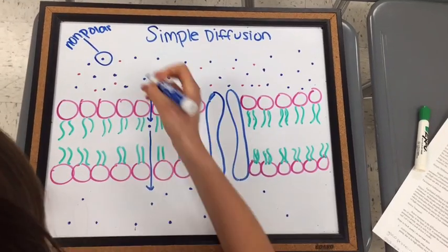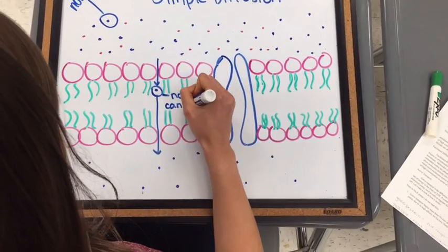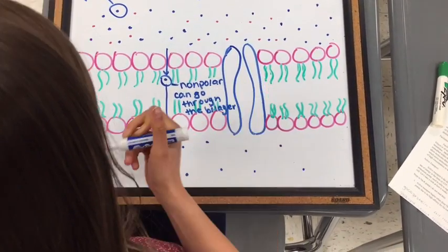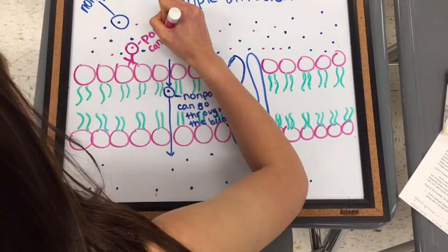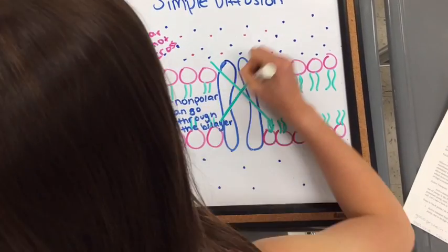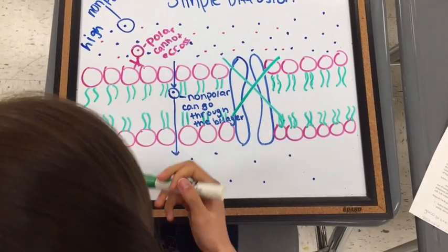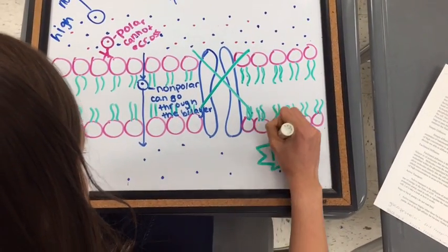Molecules diffuse from areas of high concentration to areas of low concentration. Simple diffusion is the diffusion without the use of transmembrane proteins or ATP. Molecules such as oxygen and carbon dioxide are able to diffuse through the membrane through simple diffusion.